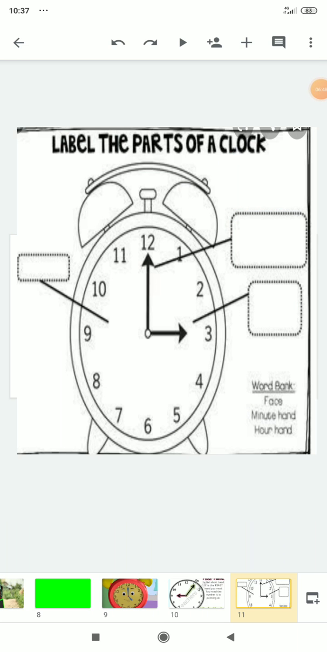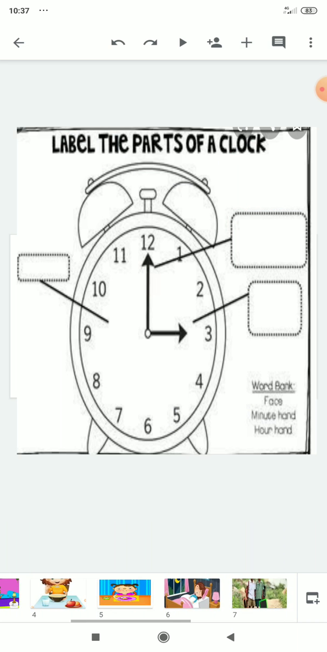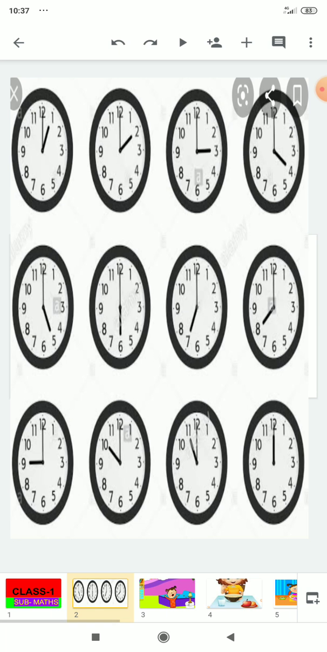In the earlier video I told you to label the parts of the clock, or to make your own clock and also show the time of your birth. I hope you all have done this work. Children, today we will do a new work, that we will see the so many times in different clocks.